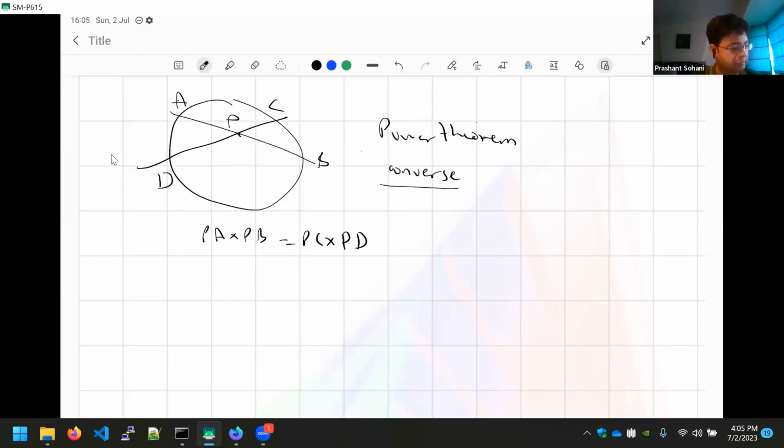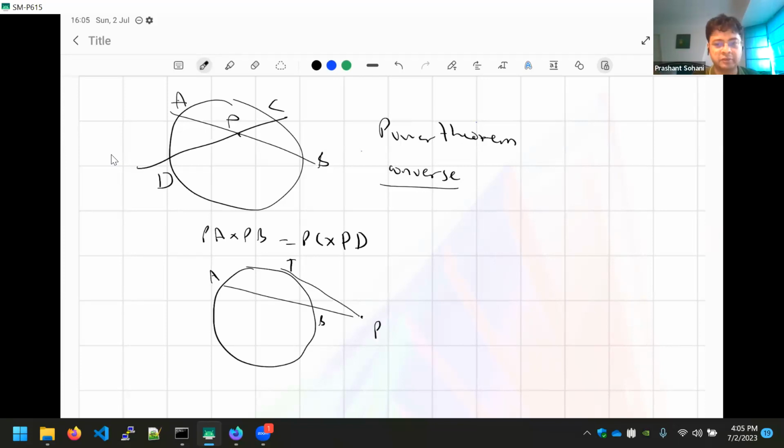Another aspect which I think I could have emphasized more is that when a point is outside the circle, we already know that PA into PB is PT square, right? In that case, the tangent becomes the limiting case where both the points of the chord are overlapping. That is why PA into PB is equal to PT square. This is especially important because it gives one more way to characterize the power, right? So when the point is outside the circle, the power is just the square of the tangent length. And we can see some examples of how this can be useful.